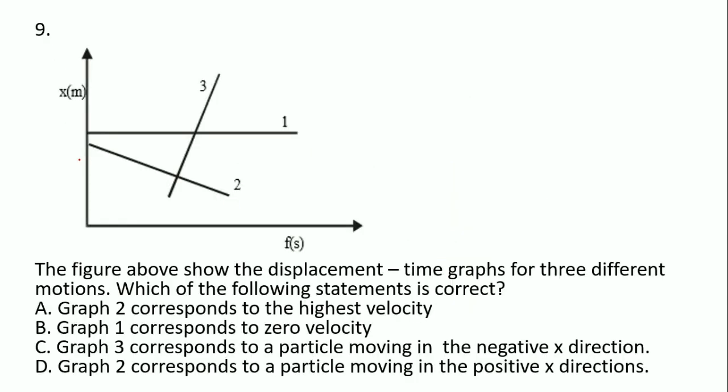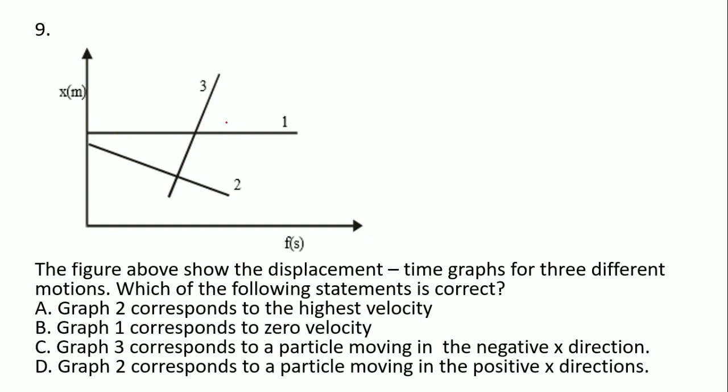And the next one is that same year, question number 9. The figures above show the displacement time graph for 3 different motions. Which of the following statement is correct? Graph 2 corresponds to the 0 velocity. Nope. Graph 2 shows that the velocity is constant. Graph 1 corresponds to 0 velocity. Yes, this is correct because the displacement is constant.